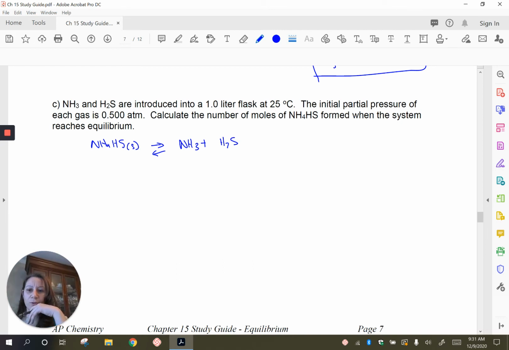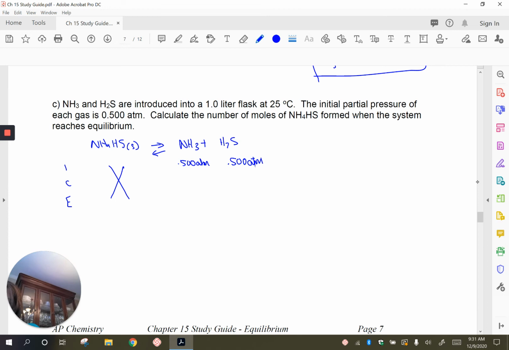So it's telling us NH3 and H2S are introduced into a 1 liter flask at 25 Celsius. The initial partial pressure of each gas is 0.500 atm. We want to calculate the moles of NH4HS formed when the system reaches equilibrium. So it looks like we actually don't have any of this. We are just introducing these into a reaction vessel. So initially this is 0.500 atm, this is 0.500 atm. This is a solid, so it doesn't really contribute to the pressure in an ice chart.